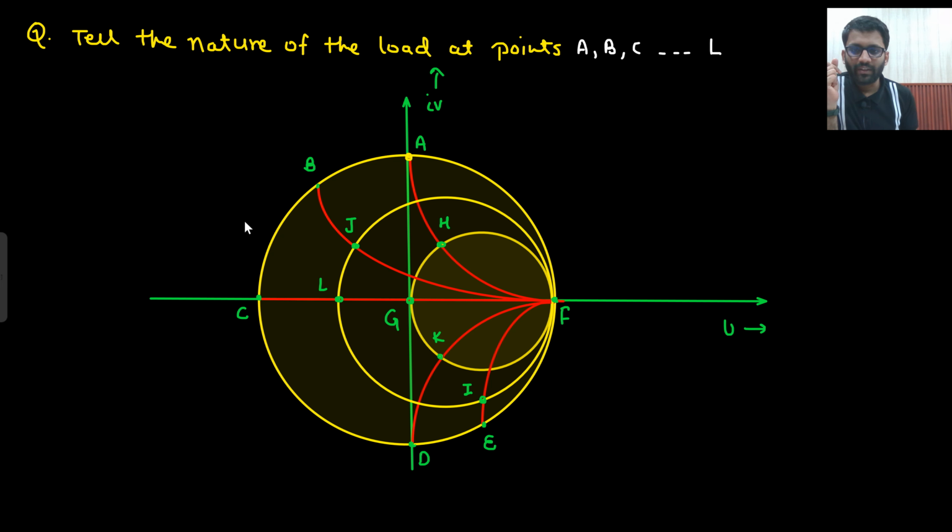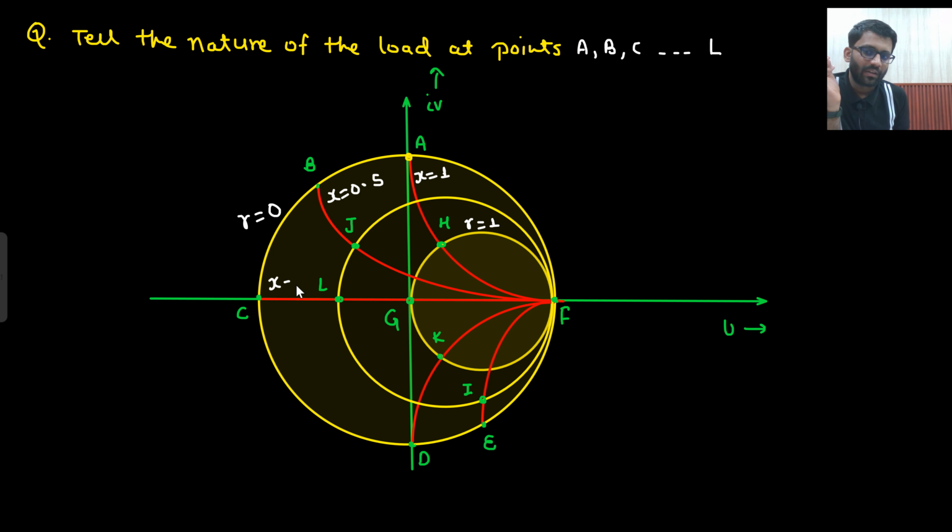Let's talk about point A. Now this will be given in the examination that this is your R equals 0 circle. The rest you need to tell on your own. Which circle will this be? R equals 1. Which circle will this be? X equals 1. Which circle will this be? X equals some 0.5. This I am giving from my own side. It could be anything. Let's just say it is some 0.5.